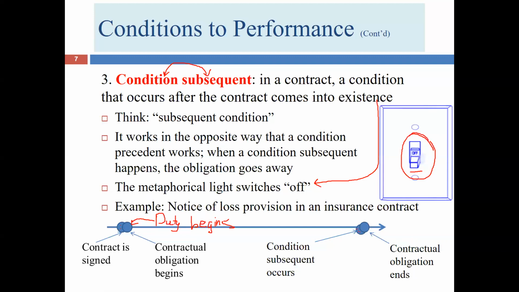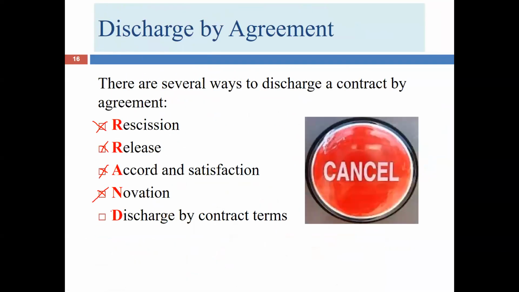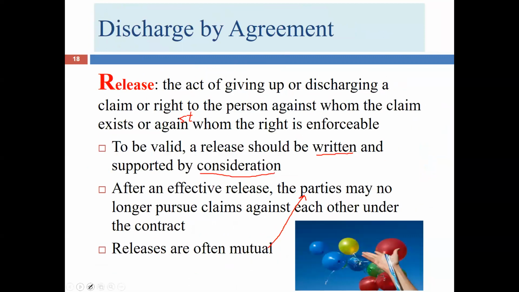The light switch goes from on to off. I no longer have any obligations. If I still am employed by my employer at 5:01 p.m. on Friday, then the obligation which was already turned on is going to continue being turned on. So that would be an example of a condition subsequent. So let's now go to our D in RRAND.